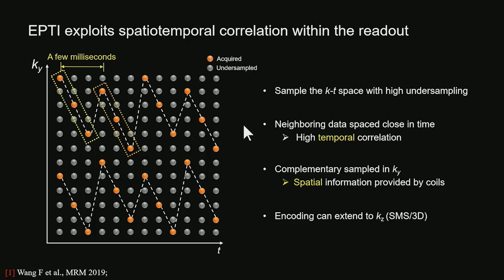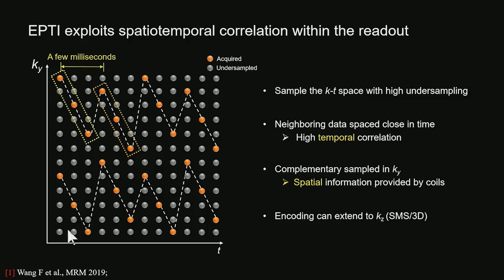That's why we developed EPTI to sample this KYT space with very high undersampling factors by exploiting the spatial temporal correlation within the readout. If you look at this space, there's a lot of data redundancy. We've designed a spatial temporal trajectory with neighboring data close in time, as well as complementary sampling along the spatial KY domain, so that they have good spatial temporal correlation, and we can use the acquired data points to recover the missing data points.